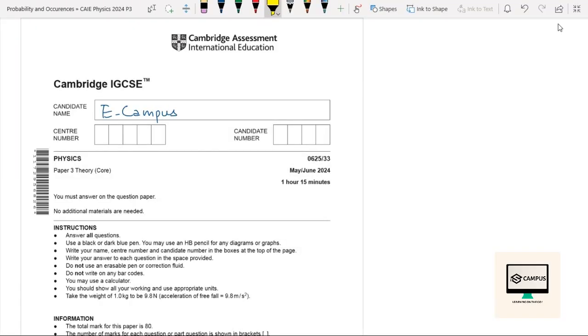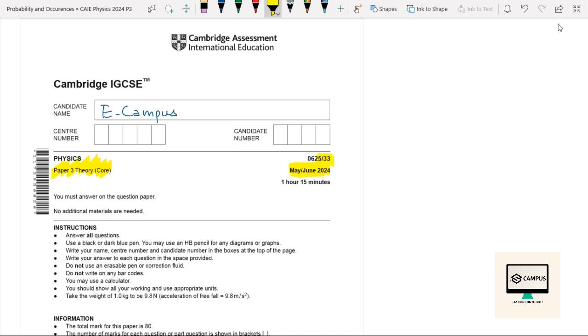All right, welcome to eCampus. Today we are going to attempt a rather recent past paper. This one is from May-June 2024, Cambridge IGCSE Physics Paper, paper 3 particularly, and this one is variant number 33.